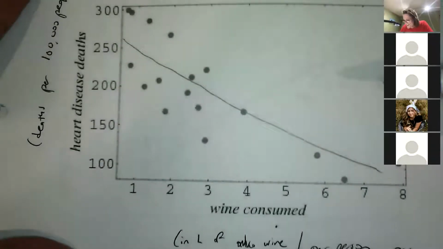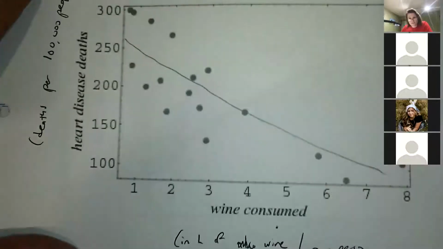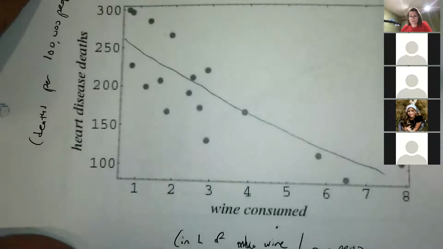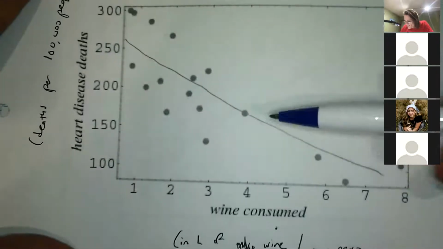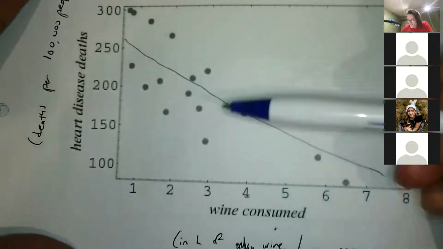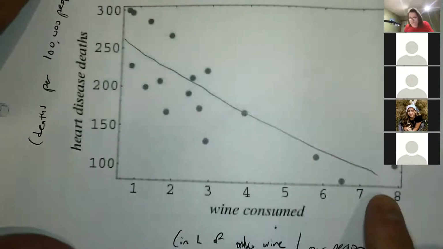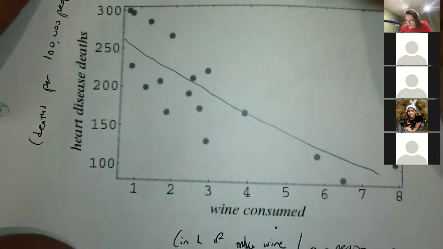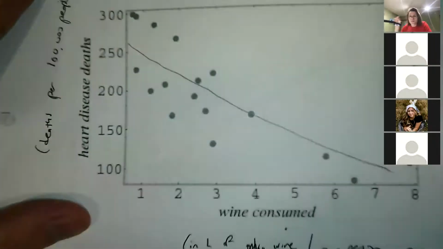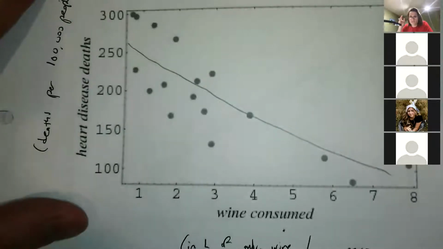And you might drink more wine than this a year. You might drink less wine than this a year. I don't know. Anyway, I might have a problem. So the more wine you drink, you can kind of see that as wine is consumed, the heart disease deaths go down. And again, we're not talking about things causing it.